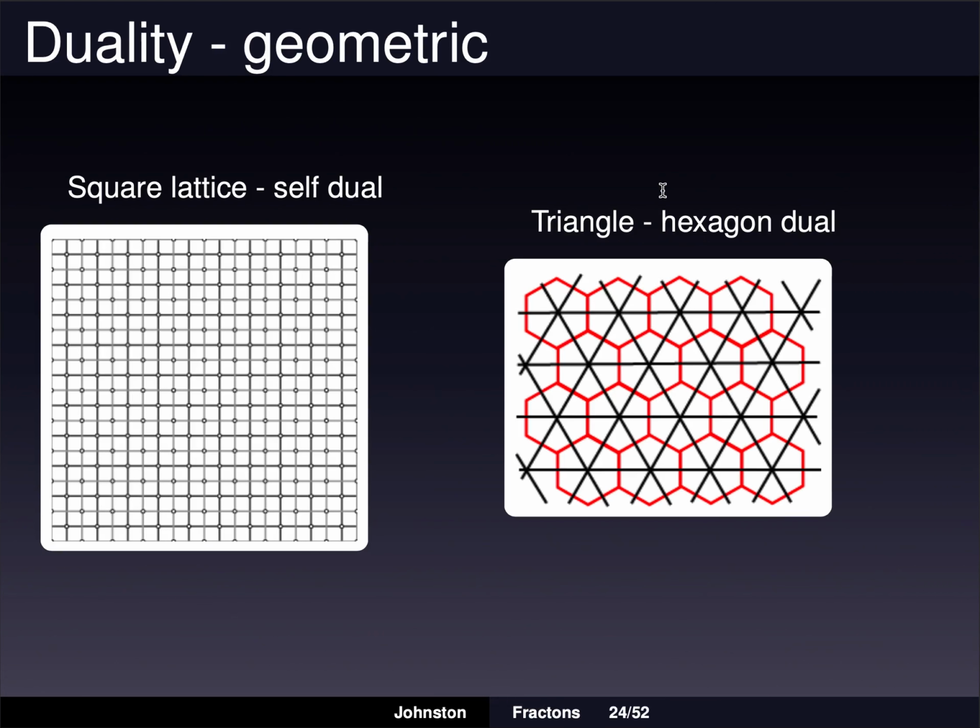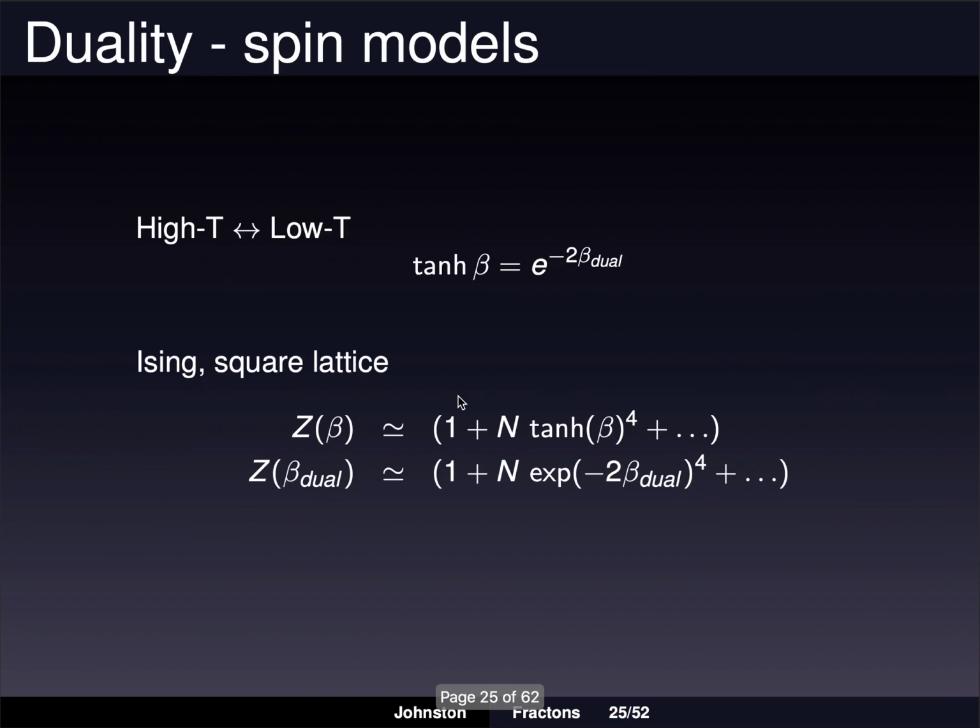And before I do that, I should make one more aside. Duality for spin models. So duality for lattices, geometric duality, is a well understood concept. If you've got a square lattice, it's self-dual. If I've got a triangular lattice, its dual is a hexagonal lattice, and vice versa. So you get the dual by putting a vertex in the middle of one of the faces, in the case of a two-dimensional lattice, and joining them up and seeing what you get. And of course you can generalise this to higher dimensional lattices as well.